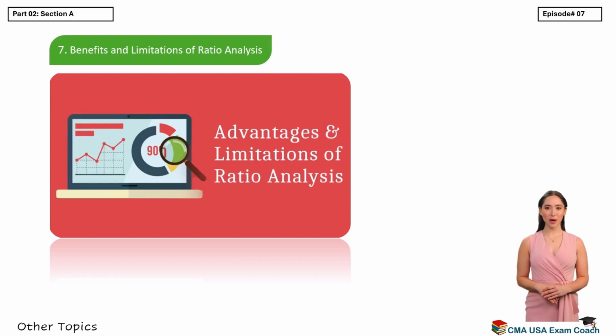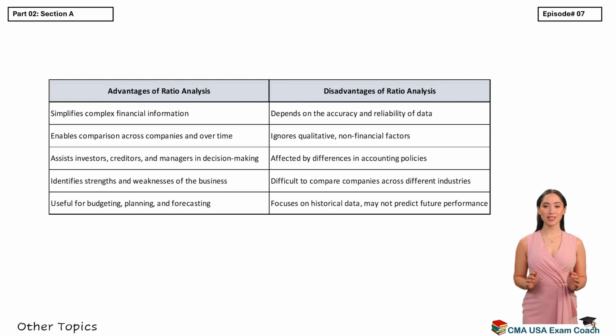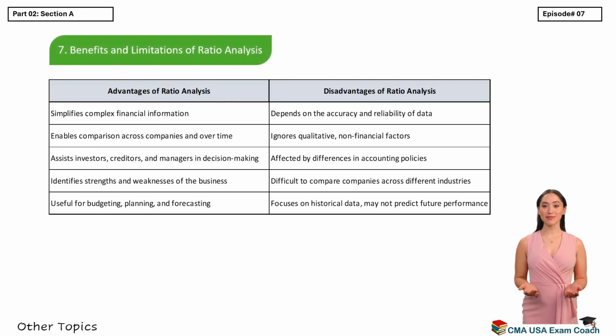Ratio analysis is a powerful tool that helps in evaluating a company's financial performance and comparing it over time or with other companies. However, it also has some limitations that must be understood. Let's first discuss the benefits of ratio analysis. First, simplifies financial information. Ratios condense complex financial statements into simple, understandable numbers that are easier to interpret and communicate. Second, helps in comparison. Ratios enable comparison between companies of different sizes and industries and allow trend analysis over different time periods.